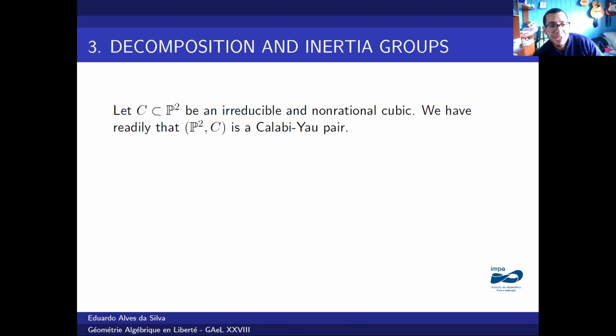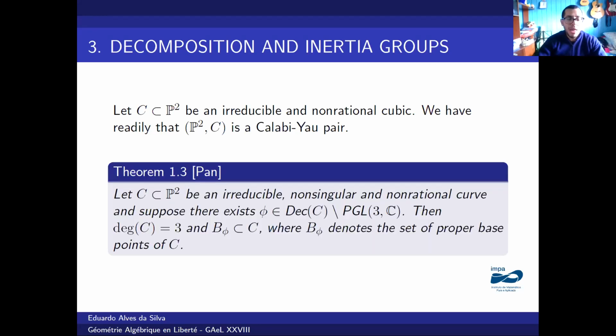Now, if we consider C an irreducible and non-rational cubic, we have readily that P2 together with C is a Calabi-Yau pair. And then we can apply some tools which deal with Calabi-Yau pairs in order to study this Calabi-Yau pair and its birational geometry. And we have a theorem by Pan which says the following. Let C be an irreducible non-singular and non-rational curve, and suppose that there exists a non-linear automorphism in the decomposition group of C, then the degree of this curve is necessarily 3, and the set of proper base points is contained in C.